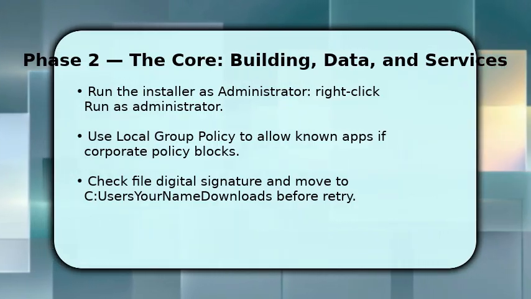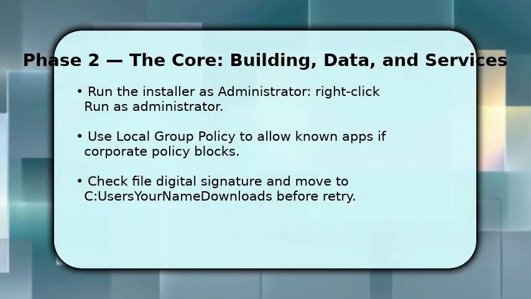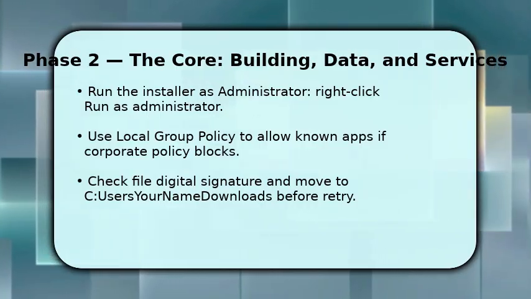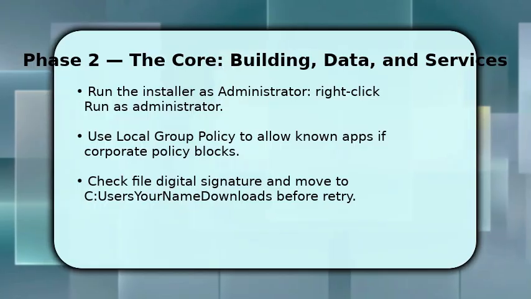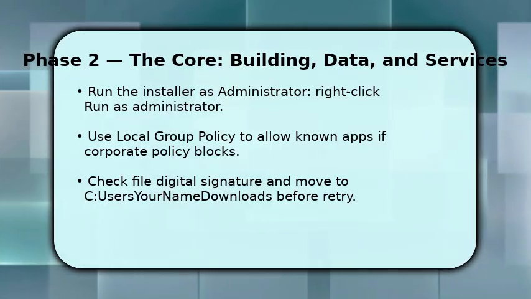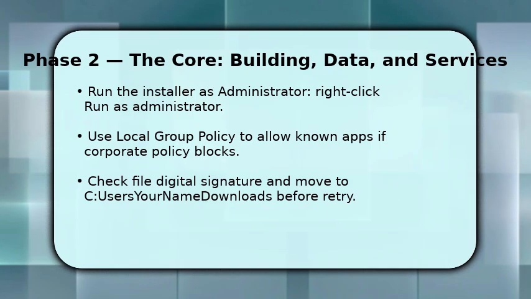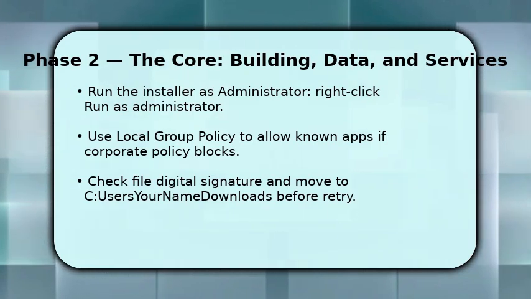Also inspect the file's digital signature in Properties. If valid, move the file to your user downloads folder and retry, since network paths or restricted folders can trigger blocks. Finish by re-enabling Smart Screen so your system stays protected.